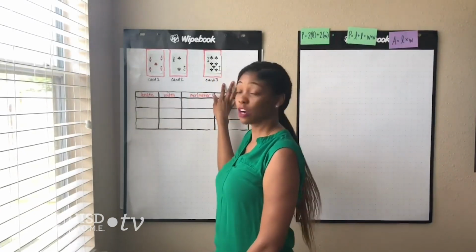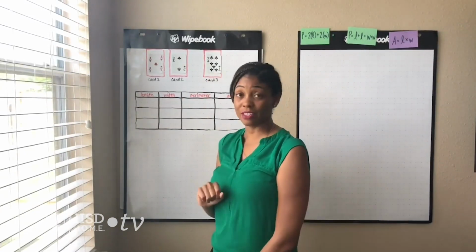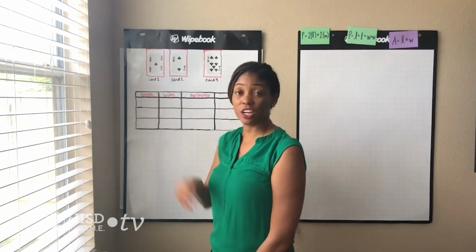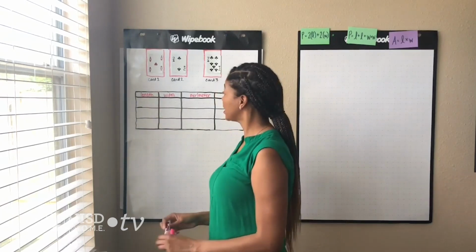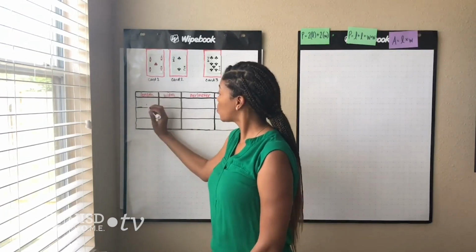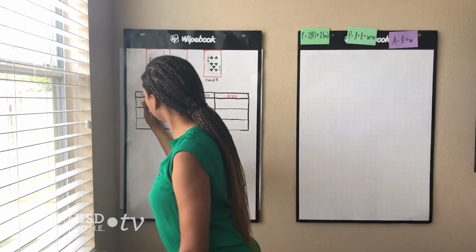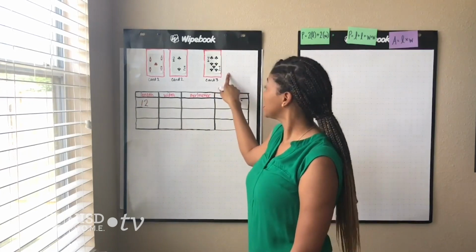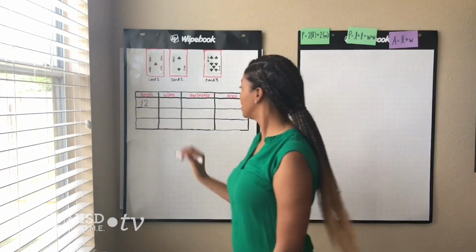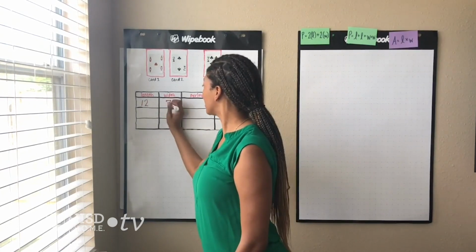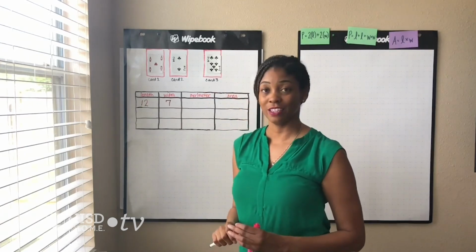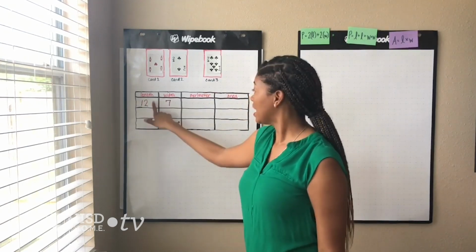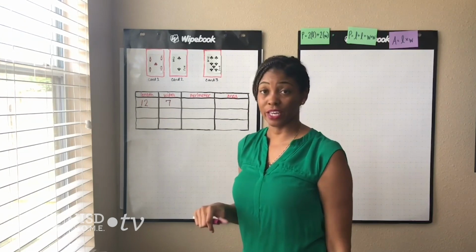And the next card will be our single digit, which is 7. So our 2 digits are going to represent our length. So our length is going to be 12. So on my table, I'm going to write 12. And my width is going to be 7. So for width, I'm going to write the number 7. And so now I have my length and my width.